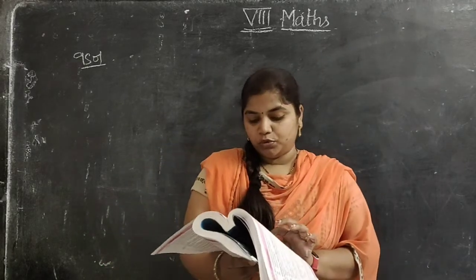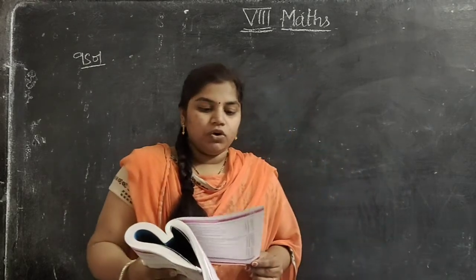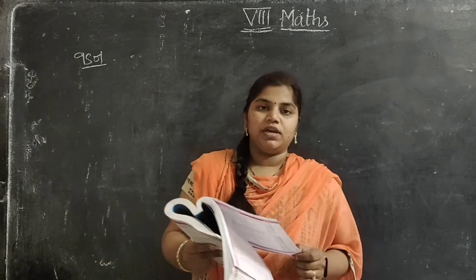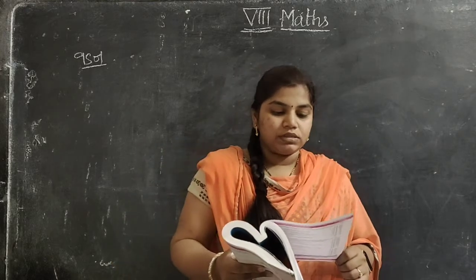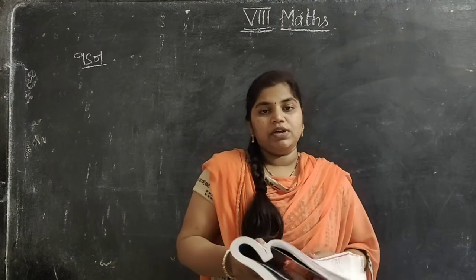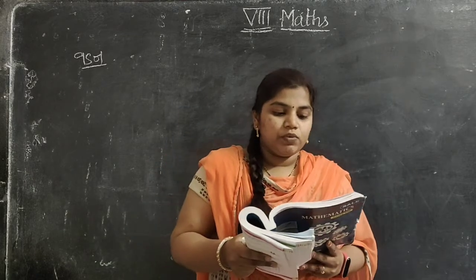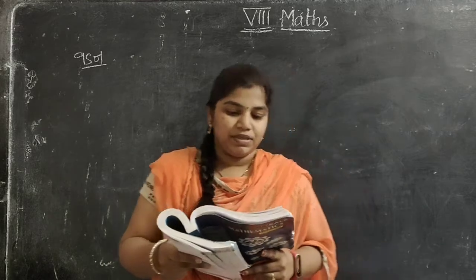This is the last problem in exercise 6.2, ninth solution. The area of a square field is 5184 meters square. Find the area of a rectangle whose perimeter is equal to the perimeter of the square.